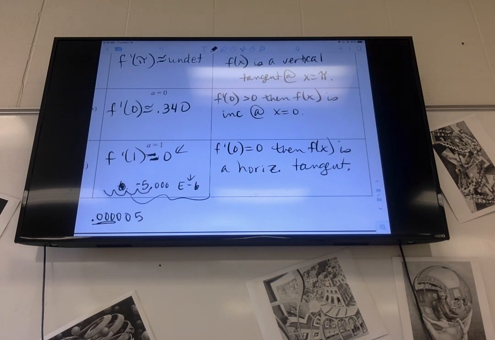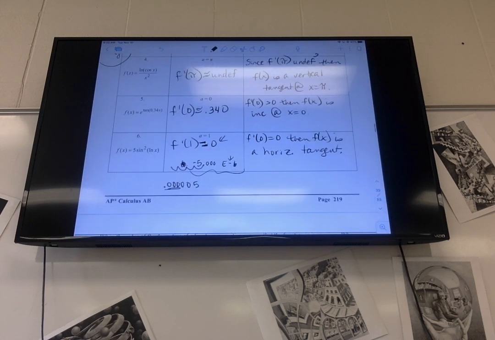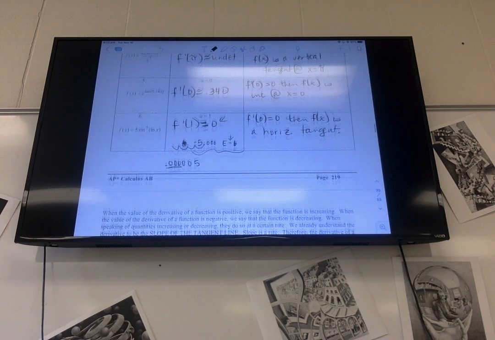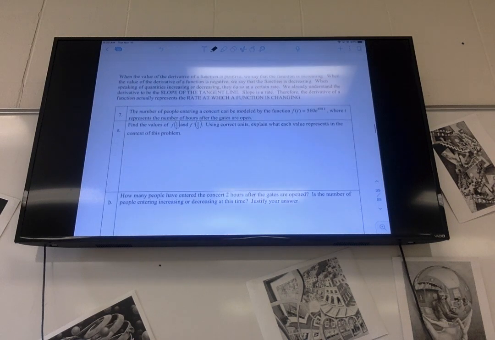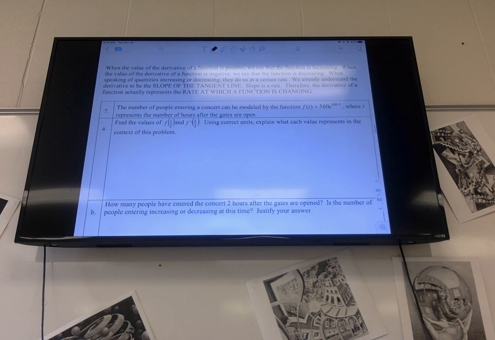You can do that, but you don't want to, because sometimes you need an answer to use in another answer and you need to use more than 3 digits. Okay, so when the value of a derivative is positive, we say the function is increasing. When it's negative, it's decreasing.